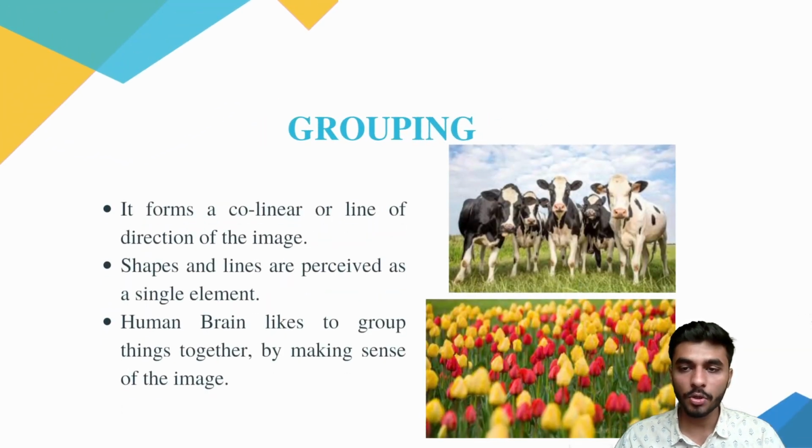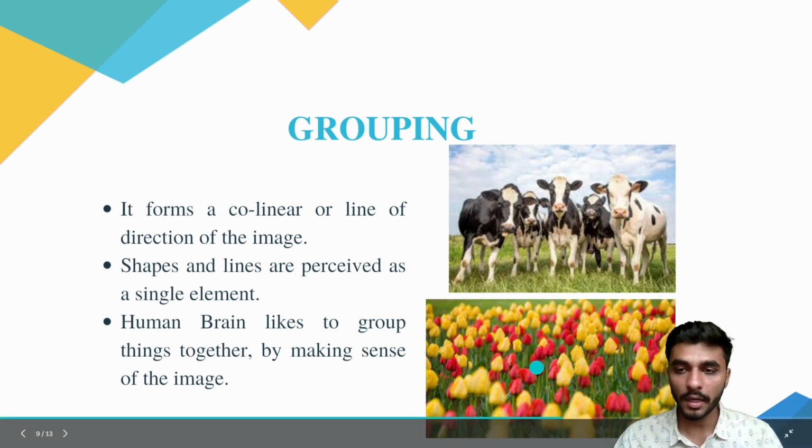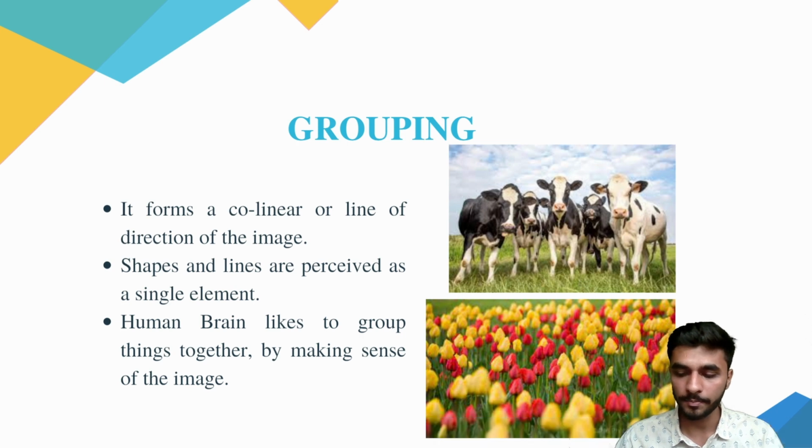Another principle is grouping. As the name suggests, grouping of objects or elements together in a photo is called grouping. It forms a collinear or line of direction of the image. The human brain likes to group things together by making sense of the image. Like you can see in the two photos, seeing them in a group makes our mind somewhat delighted.